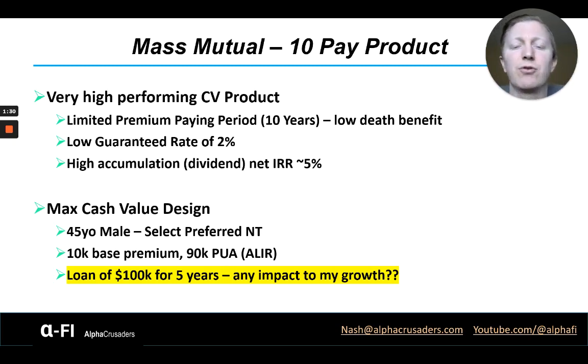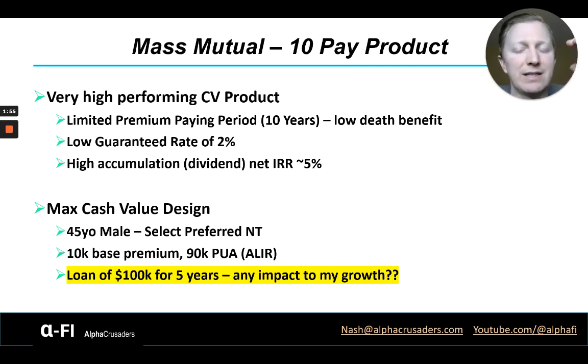And so normally when you have a shorter paying period, those come with lower death benefits, because the company's expecting that you're going to pay those premiums for a lesser amount of time, giving you a lower death benefit amount. It also has a low guaranteed rate of 2%. That means above the 2%, it's going to have a higher dividend surplus.